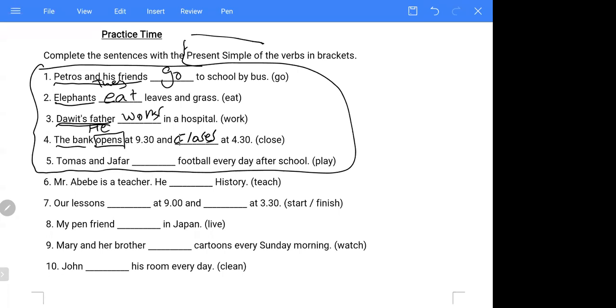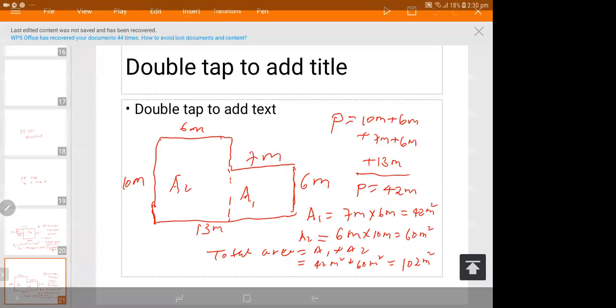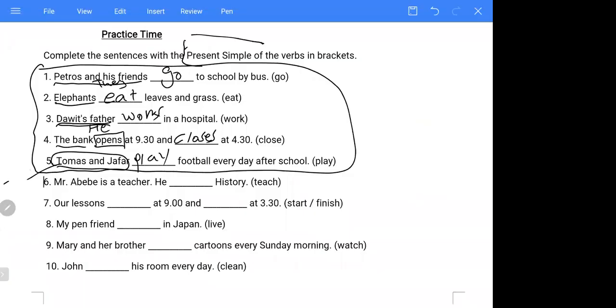The last one for today. Thomas and Jafar dash football every day after school. Thomas and Jafar play. Play. Because when you change Thomas and Jafar into a pronoun, it becomes they. Yes, it becomes they.